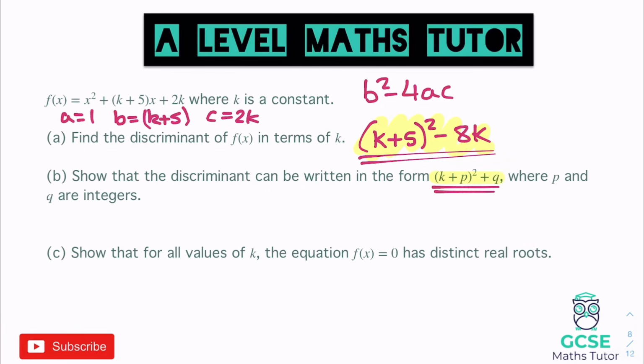So if you're not sure on completed square form or you don't recognise that, do make sure you go check out the video and then maybe come back to this, because I'm going to assume that you know how to complete the square for this. So it says where p and q are integers.